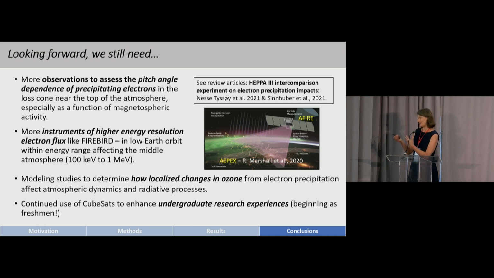We would also like to recommend that there be more instruments such as FIREBIRD, or FIRE on FIREBIRD, that measure the higher resolution in the energy channels of interest to the middle atmosphere. And the APEX mission will have an instrument, AFIRE, that is very similar to FIREBIRD, so we're excited to see what data it brings back as well. It would also be great to have more studies that look at how the localized changes in ozone from the electron precipitation really do affect the atmospheric dynamics and radiative processes.